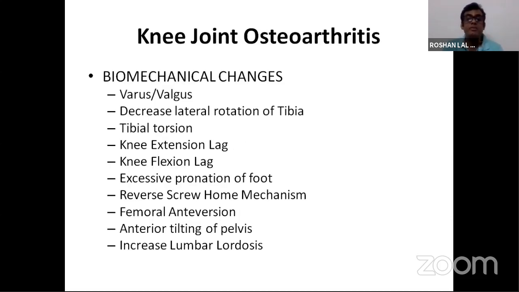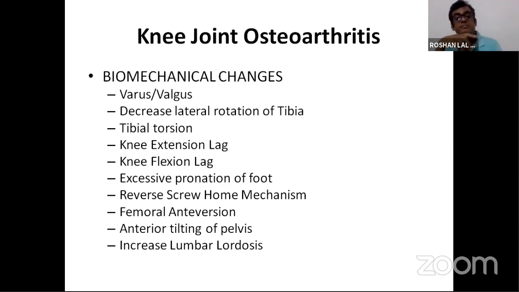Now, what are the biomechanical changes seen in patients with osteoarthritic knee joint? Because the medial joint space is reduced, varus rather than valgus is the common deformity in knee joint osteoarthritis. There is decreased lateral rotation of the tibia, because varus is associated with the medial tibial rotation or torsion. So lateral rotation of the tibia is decreased, and the screw home mechanism is compromised.